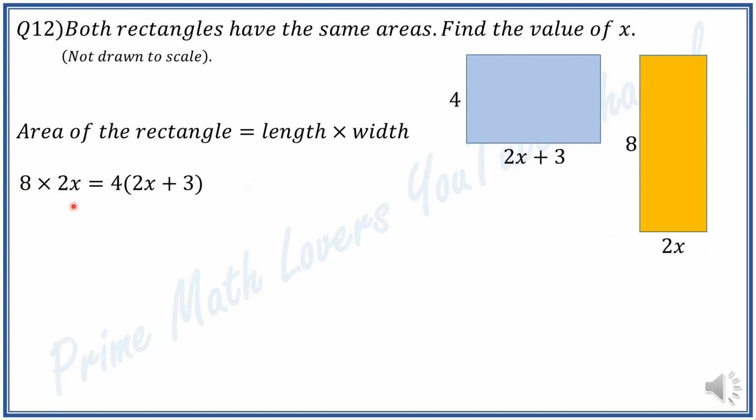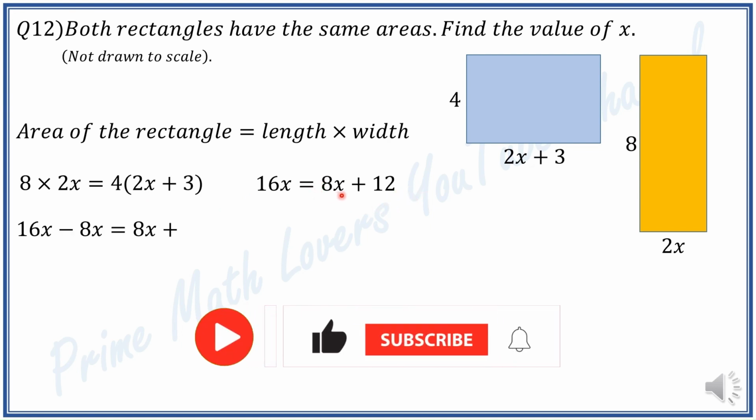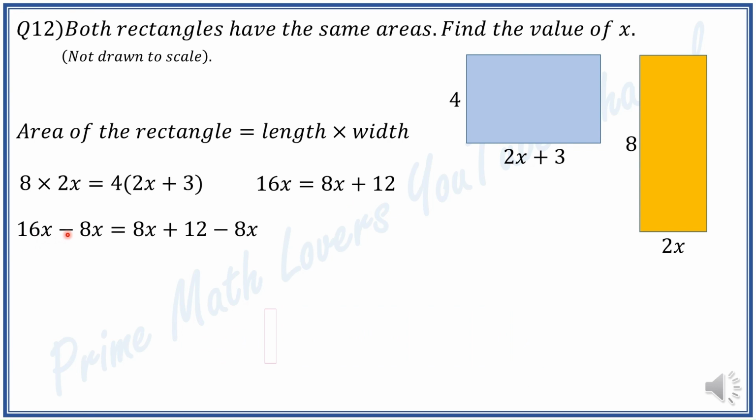solve this equation. So it will be 16x is equal to, I expand the 4 inside, so it will be 8x plus 12. Then I add minus 8x to both sides, so it will be 16x minus 8x is equal to 8x plus 12 minus 8x. I can cancel this 8x with this negative 8x. On the left hand side I've got 8x, and on the right hand side I've got 12.